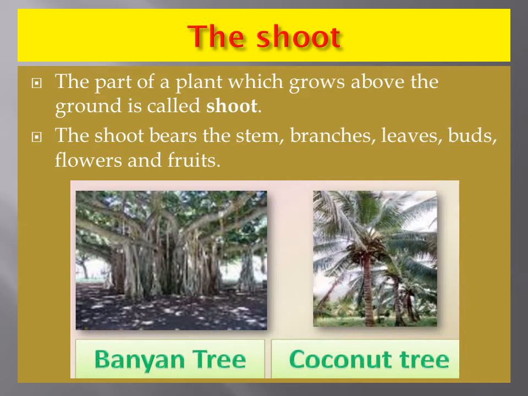The next is the shoot. What is the shoot of a plant? Let us find out. The part of a plant which grows above the ground is called shoot. The shoot bears the stem, branches, leaves, buds, flowers and fruits. Just look at this picture, banyan tree and coconut tree. How the shoots look like.